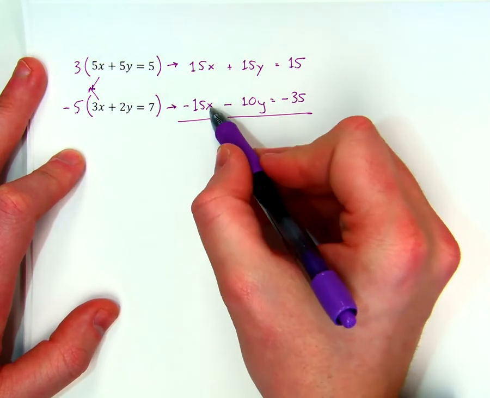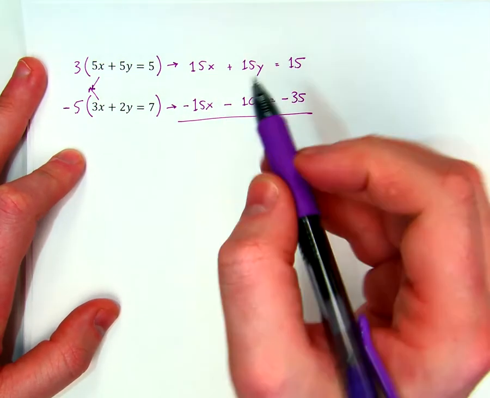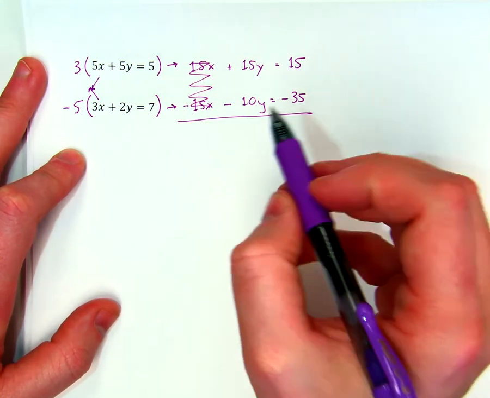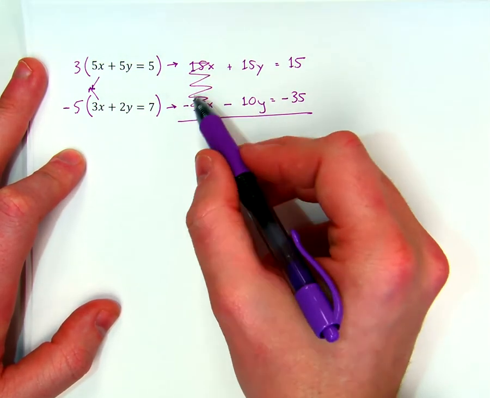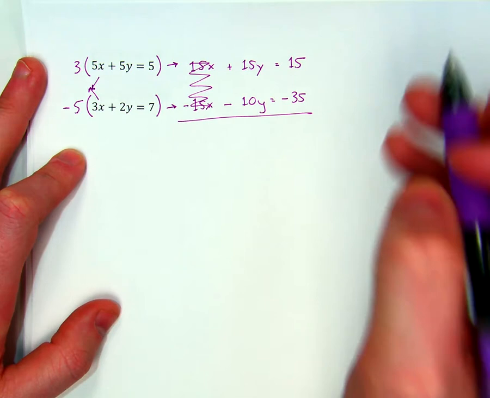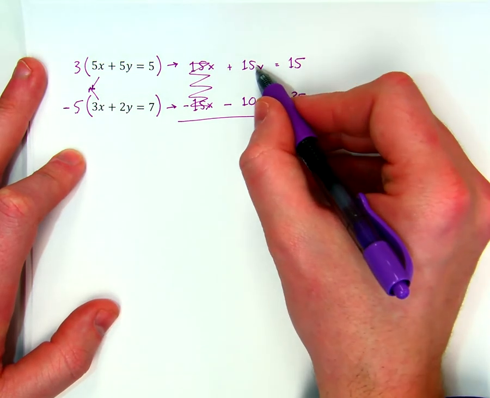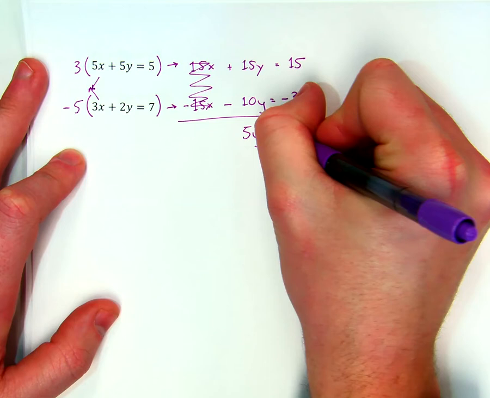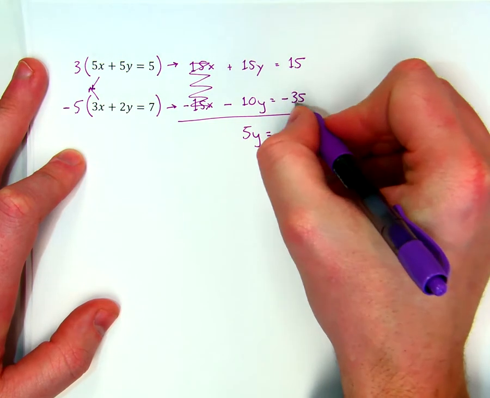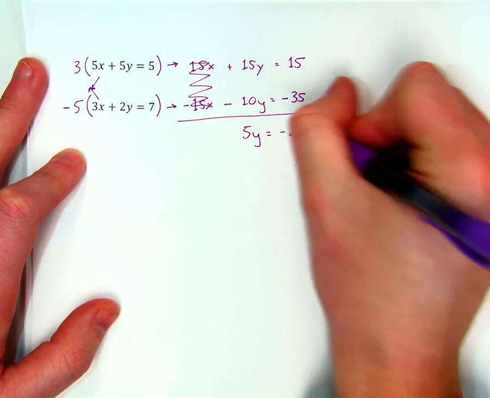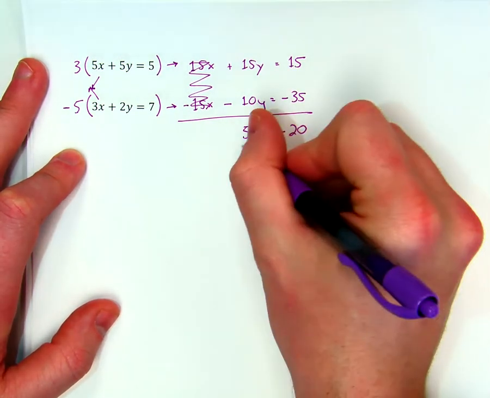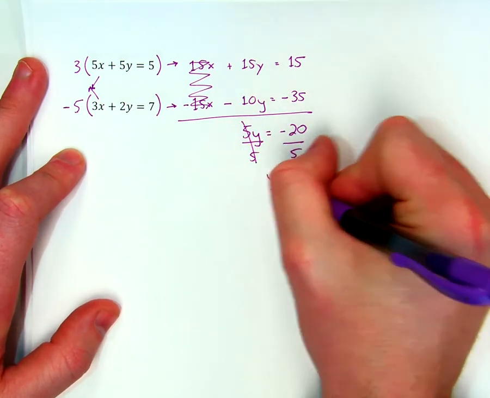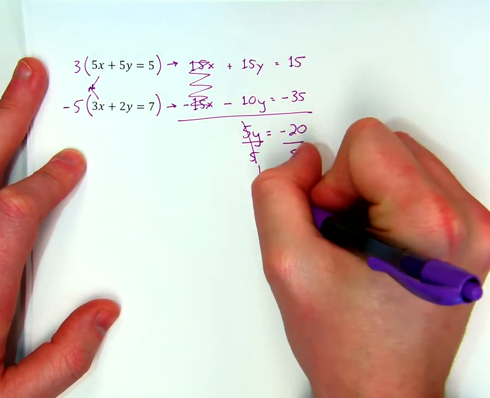Now that my x's have the same number in front of them with opposite signs, I can combine them. And I know that the x's will cancel out of the equation because 15 take away 15 is 0 x's. 15 y's minus 10 of them is 5 y's. And 15 minus 35 is negative 20. To finish solving for y, we divide both sides by 5 and find that y equals negative 4.